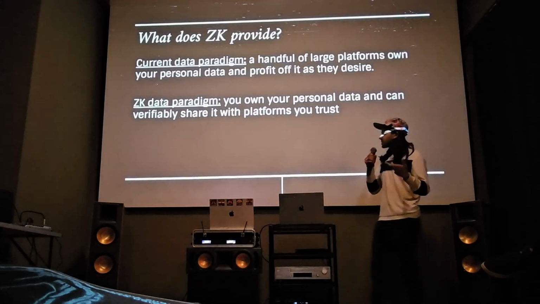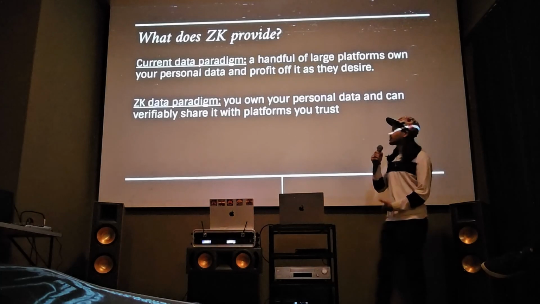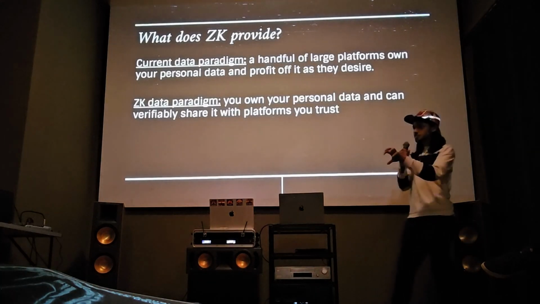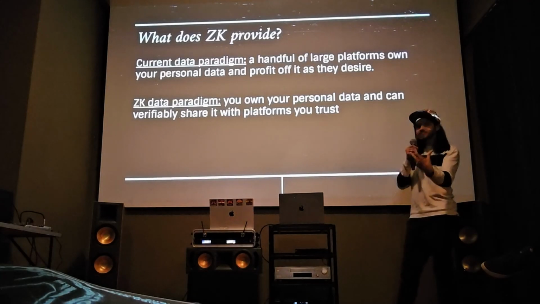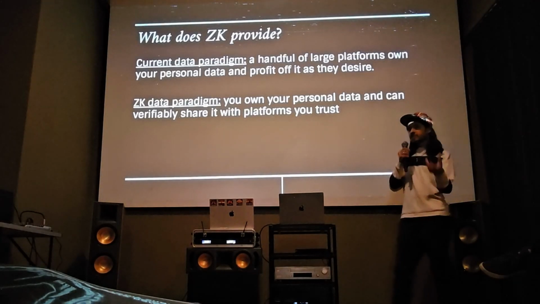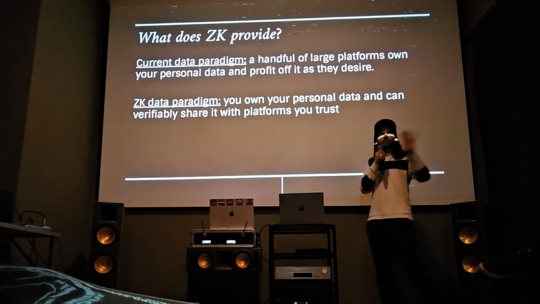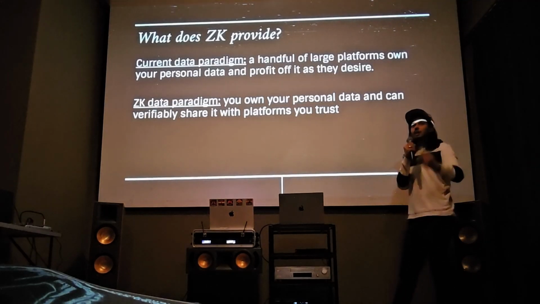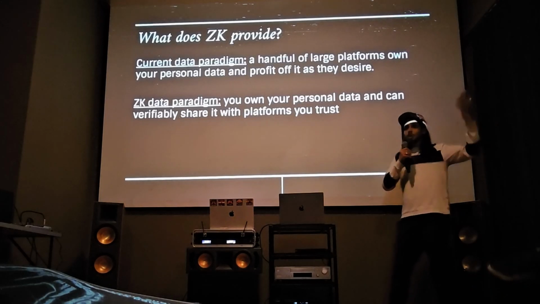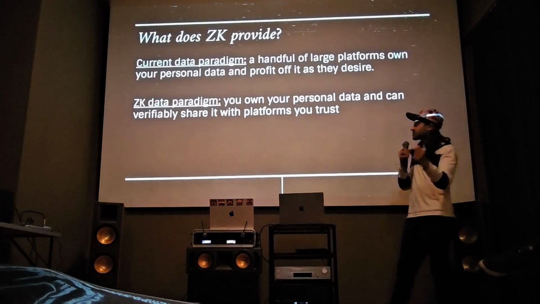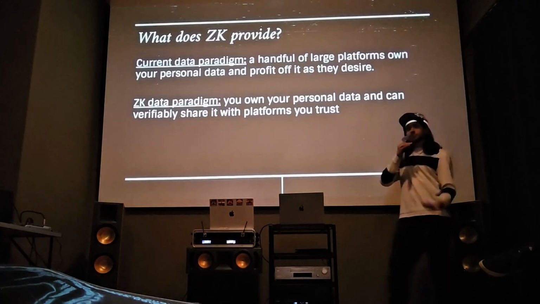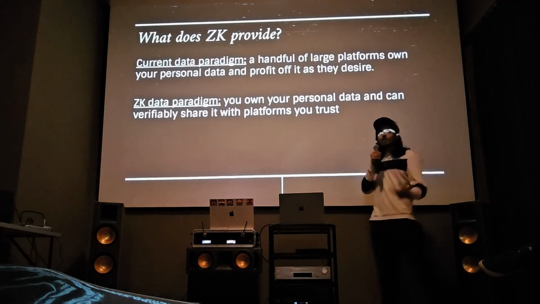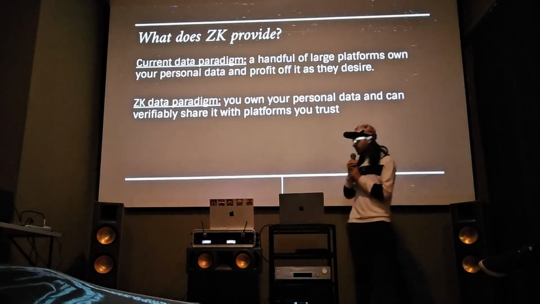So what exactly does ZK provide compared to the current data paradigm? Currently, you have a bunch of data, and centralized systems take this data and profit off of it as they desire. But the hope is that if you can make ZK proofs about your own data, then you can cut out this middleman by verifiably sharing it with the parties who actually want to know about your data, only specific subsets of your data. You might be able to switch the way the internet works to instead be user-centric, where we can decide who we want to share the data with and how much we want to share.